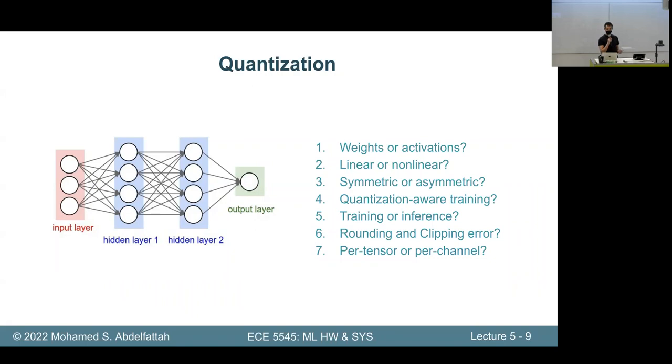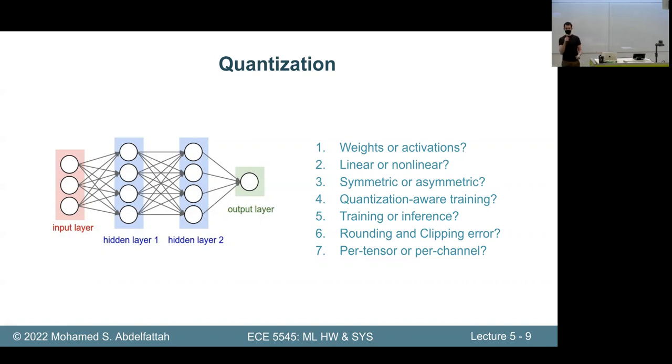Do we use linear or nonlinear quantization? And if you don't know what that means, you will by the end of this lecture. Do we use symmetric or asymmetric quantization? These are two different types of linear quantization as well. What do we do during training? Can we somehow regularize training to improve the results of a quantized model?